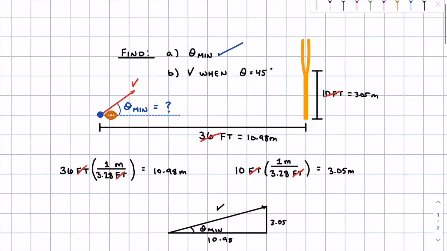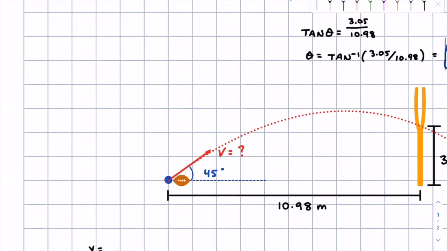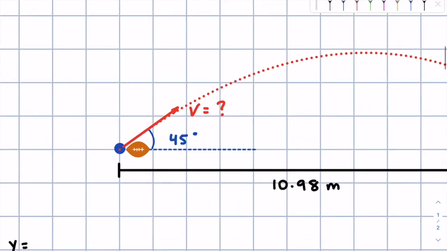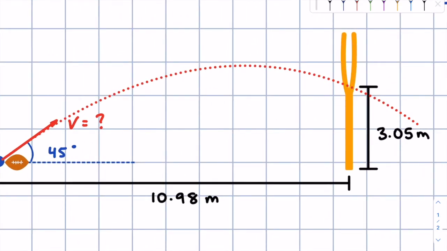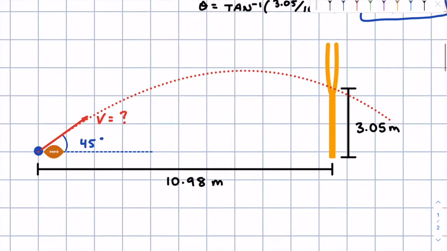Okay, so for part B, this is going to be the tricky part where we're finding the required velocity to make it through the goalposts when theta is equal to 45 degrees. So I went ahead and redrew the picture down here. I said velocity is equal to what? What is the velocity required when we have an angle of 45 degrees to make it through the goalposts? And I also recorded our new measurements in meters instead of feet here and drew what the arc's going to look like. So let's dive right into it.